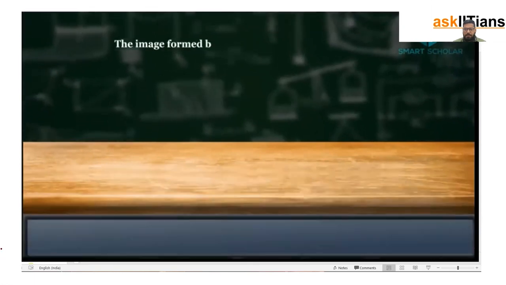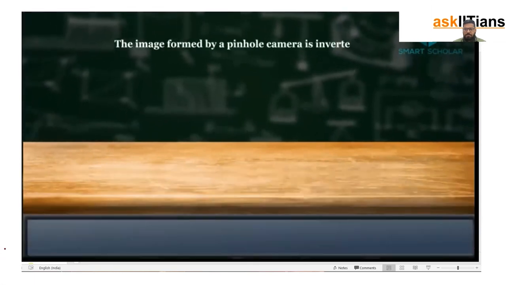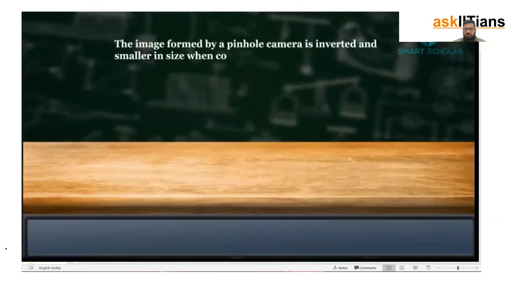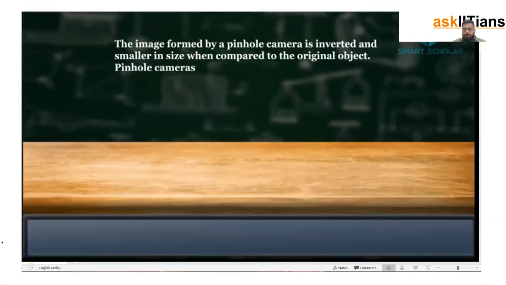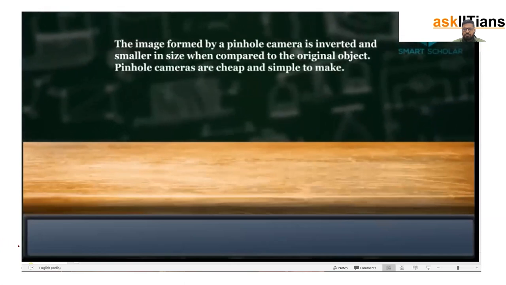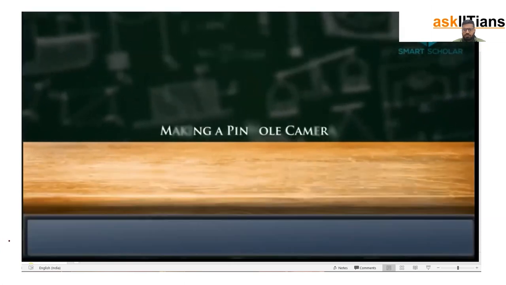The image formed by a pinhole camera is inverted and smaller in size when compared to the original object. This is the property of the image formed by a pinhole camera, that it will be inverted, that is, of opposite orientation to the object, and smaller in size when compared to the original object. Okay, let's move forward. Pinhole cameras are cheap and simple to make. Let's learn how to make a rectangular pinhole camera.